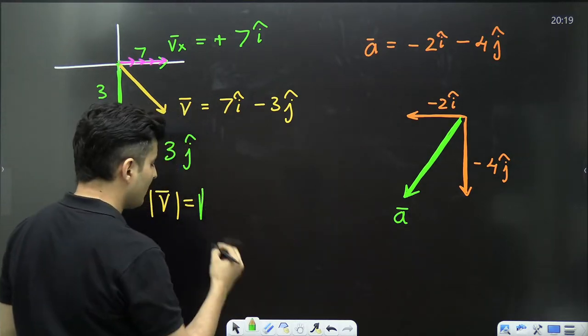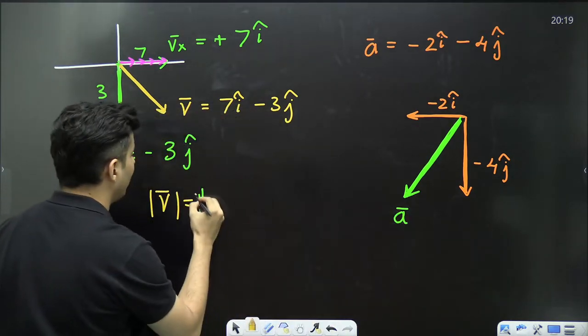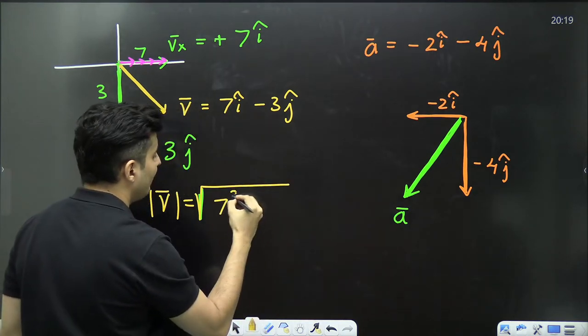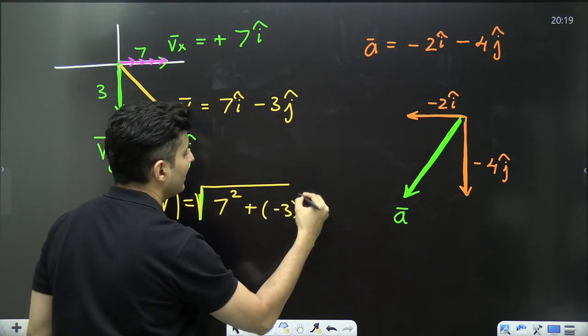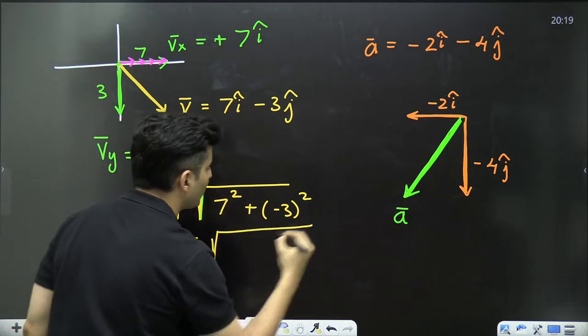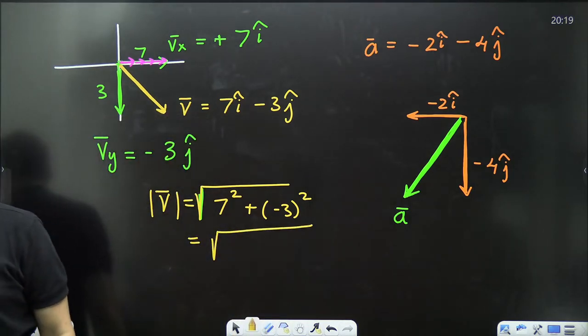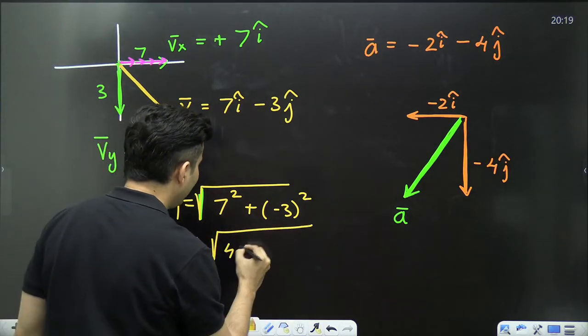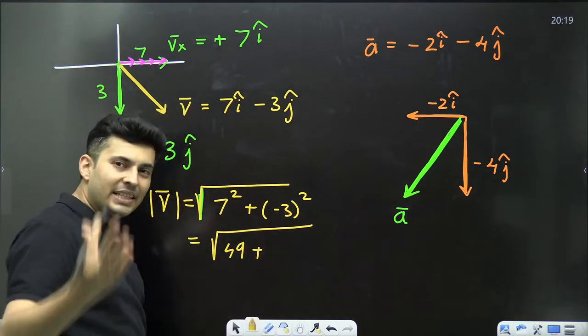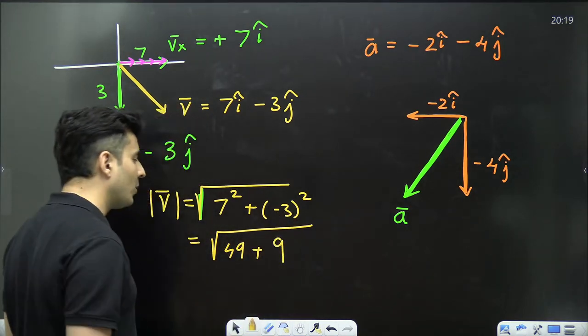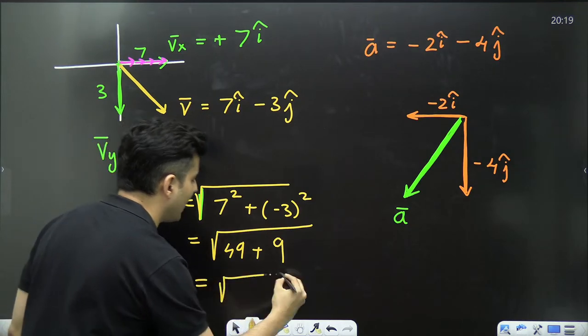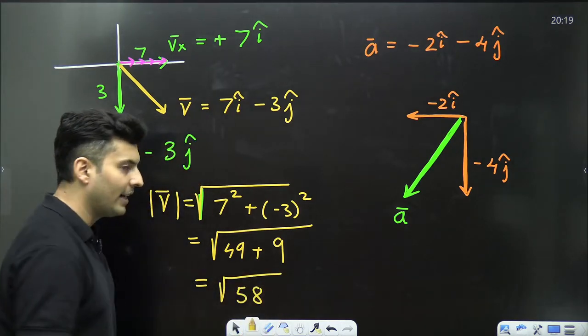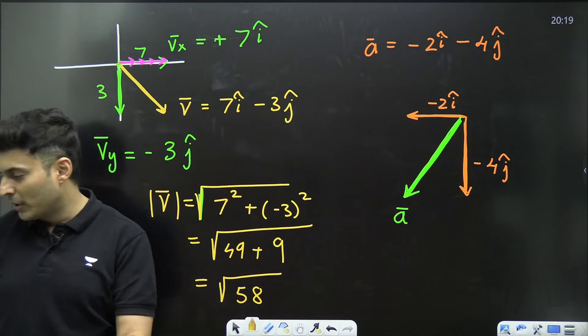So it will be nothing but root of 7 square plus minus 3 square. Guys, what is 7 square? Let's see how many of you have put up the answer. Square and root, very good. 49 and minus 3 is square is again 9 only. So 49 plus 9, guys, it's root of 58. Root of 58, very good.